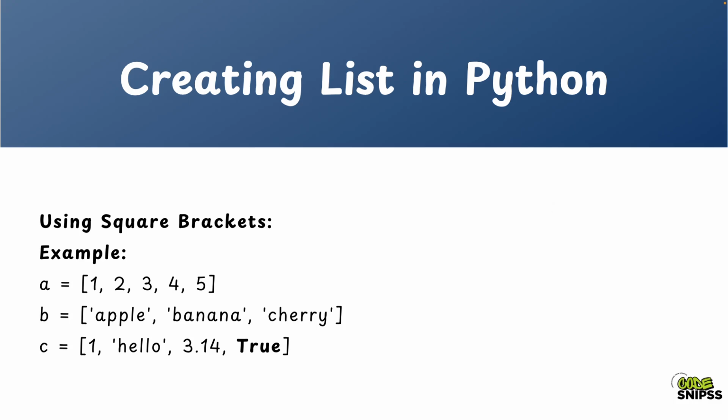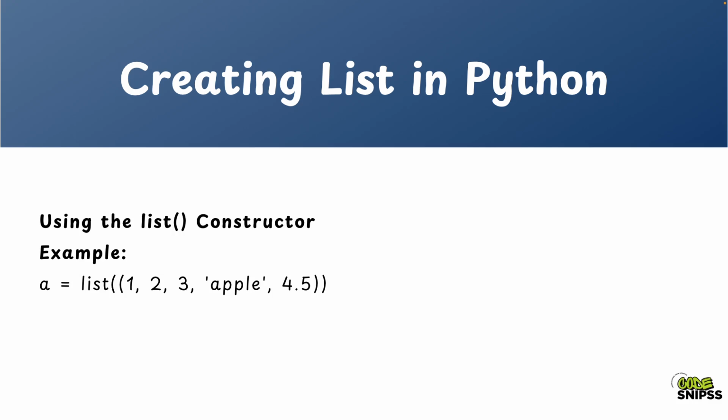Now the second method of creating a list is using the list constructor. So we have the list function also, and we can just pass our values in square brackets, curly brackets, or parentheses to the list function. That list will be automatically created. So let's jump on to our PyCharm and see how these things work.